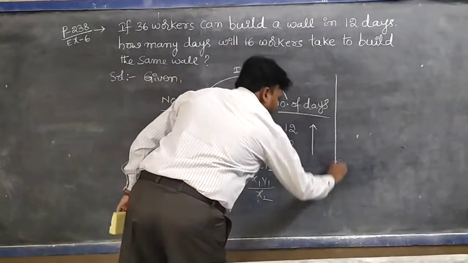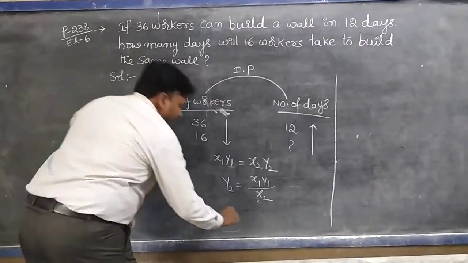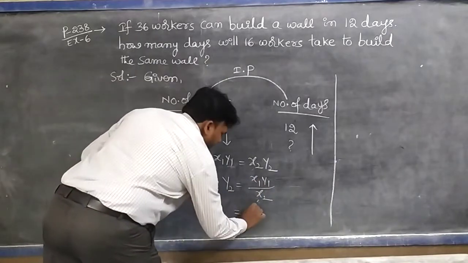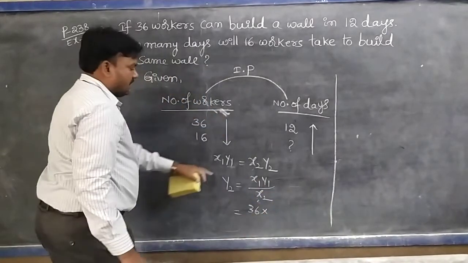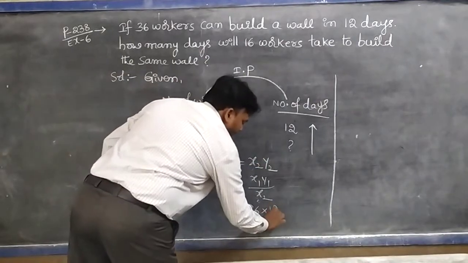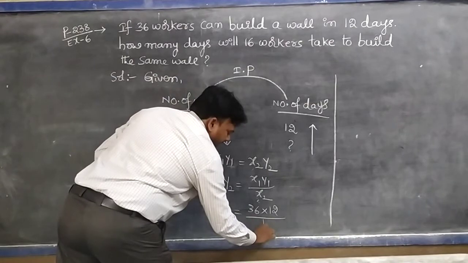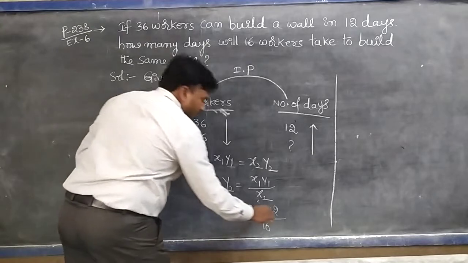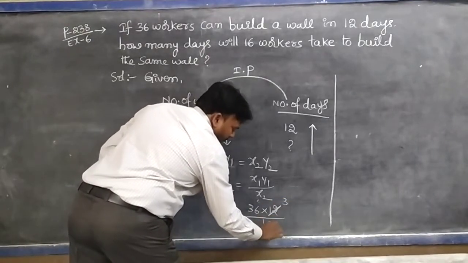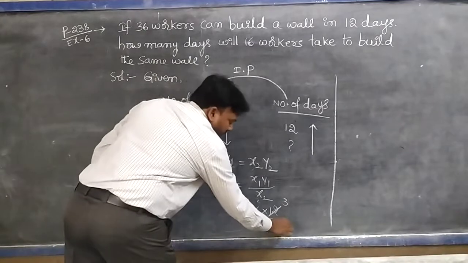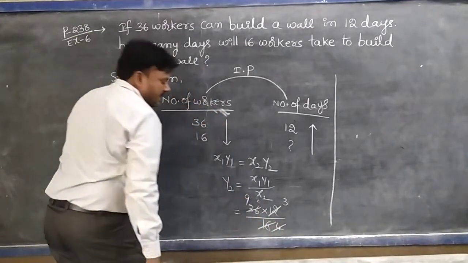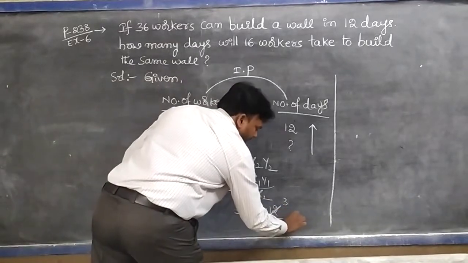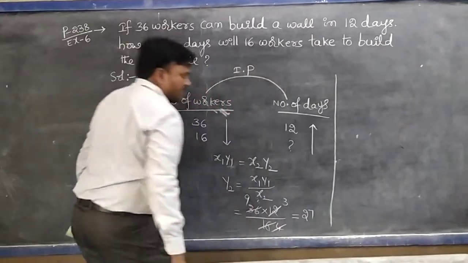Yes, observe here carefully. Substitute the values: x1 is 36, into y1 that is 12, by x2 value that is 16. Cancel with 4: 4 3s are 12, 4 4s are 16. Next, 4 1s are 4, 4 9s are 36. What do you get finally? 9 into 3. So 9 3s are 27. So 27 is the final solution.